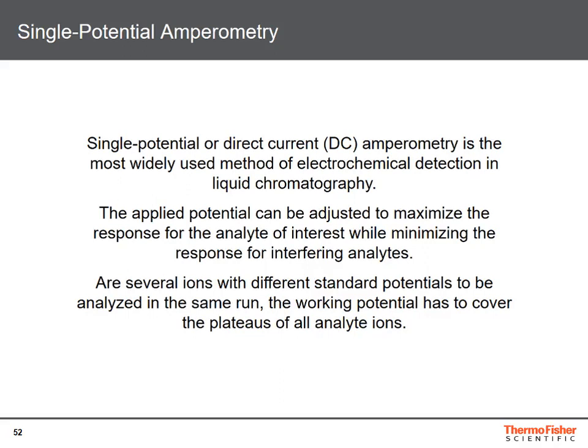The applied potential can be adjusted to maximize the response for the analyte of interest while minimizing the response for interfering analytes. We generally observe that with increasing oxidation potential, more and more electroactive species can be oxidized, but we also see more and more interferences. In other words, the lower the oxidation potential, the higher the specificity of the method. If several ions with different standard potentials are to be analyzed in the same run, we have to choose a working potential that covers the diffusion-controlled plateaus of all analyte ions.